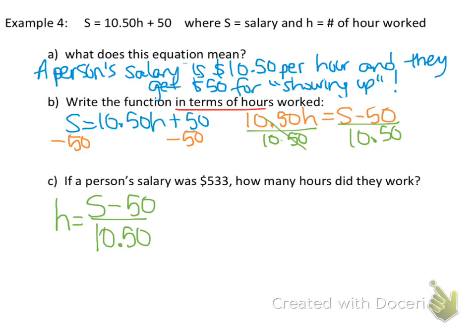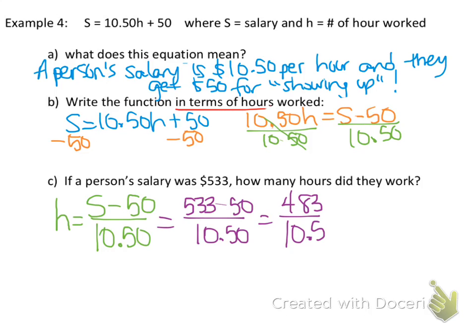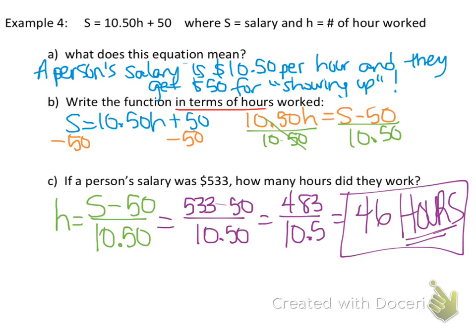If a person's salary was $533, how many hours did they work? Well, we're just going to plug that 533 in for S. And when we simplify this, we can see that we get 46. However, I'm going to stress this now and again. This is a word problem. Make sure your answer has a label on it. They worked 46 hours.